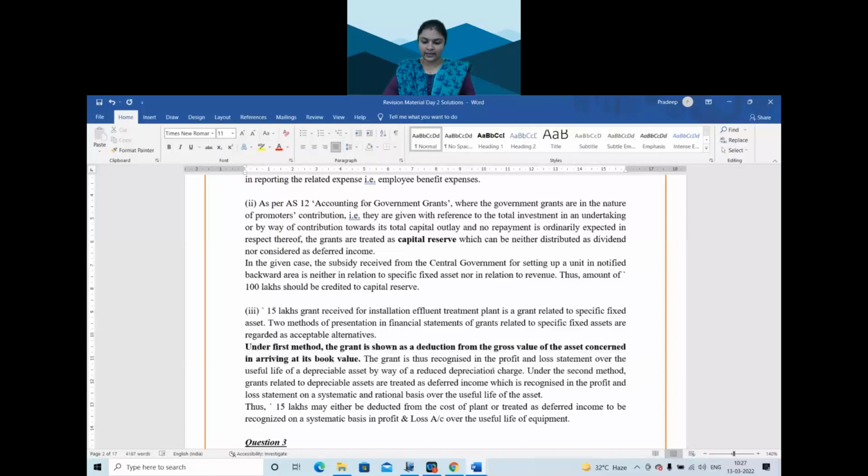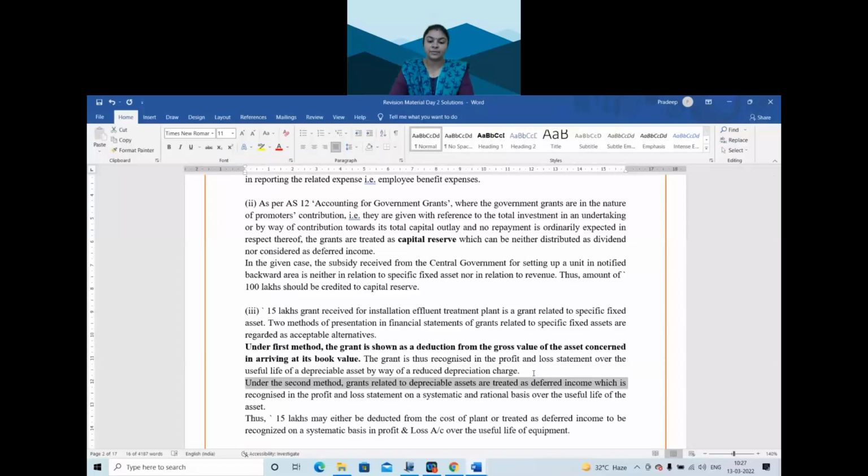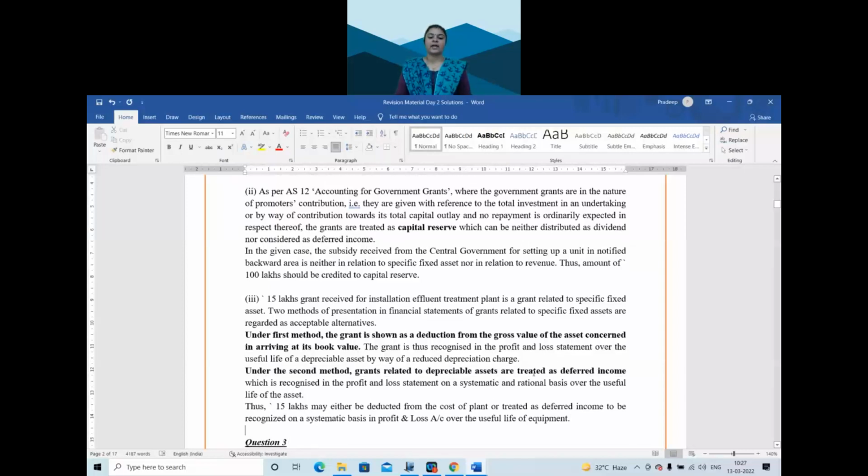Under the second method, grants related to depreciable assets are treated as deferred income which is recognized in profit and loss on a systematic basis over the useful life of the asset. So it is taken as deferred income. This is your keyword. Therefore, the entity has two options. Entity may either deduct the grant from the cost of the plant or treat it as deferred income to be recognized over the useful life.